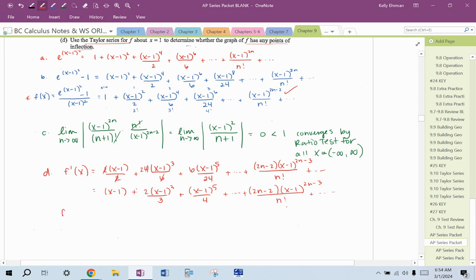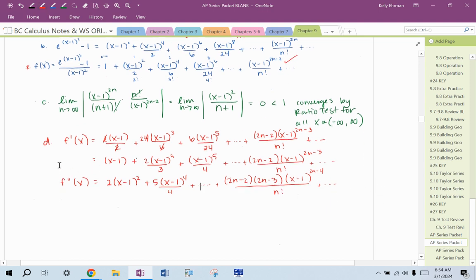All right, let's take the second derivative. The derivative of x minus 1 is 1. This becomes 2 times 3 over 3, so this becomes 2 times x minus 1 squared. This becomes plus 5 x minus 1 to the fourth over 4 plus dot dot dot. 2n minus 2 times 2n minus 3 times x minus 1 to the 2n minus 4, all over n factorial, plus dot dot dot.